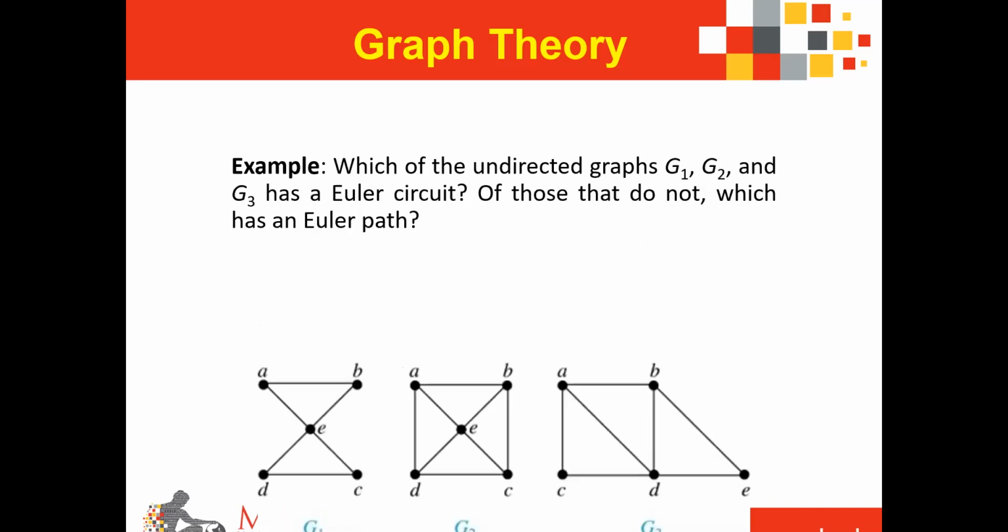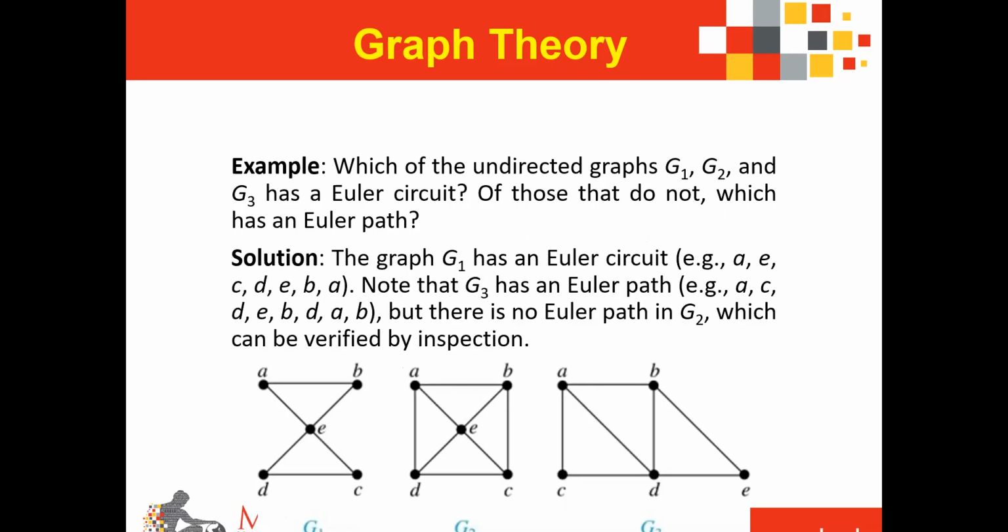Which of the following graphs G1, G2, G3 has an Euler circuit? Of those that do not, which has an Euler path? G1 has an Euler circuit, which is denoted to be A, E, C, D, E, B, and A. Notice we went back and forth on vertex E. So this is possible as long as you cover each edge exactly once.